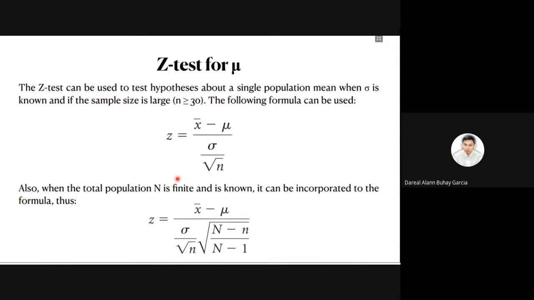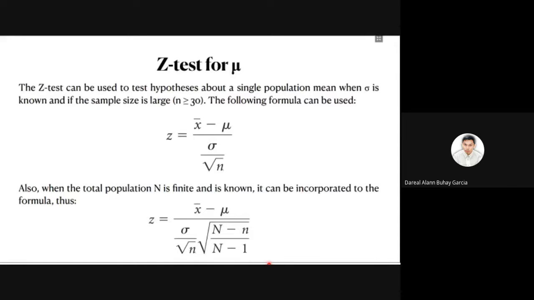This formula can be used to test hypotheses about a single population mean when sigma, or the population standard deviation, is known, if the sample size is large, greater than or equal to 30 for any population, and for small samples, if x bar, or the sample mean, is known to be normally distributed in the population.